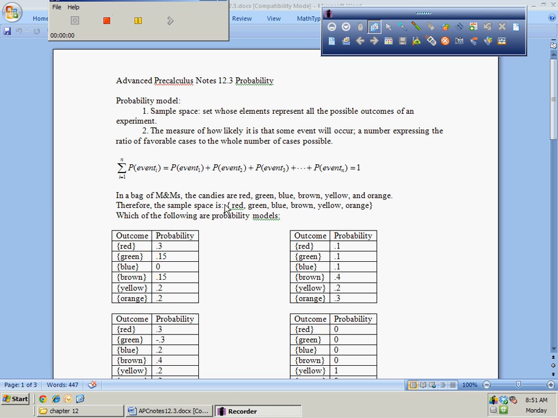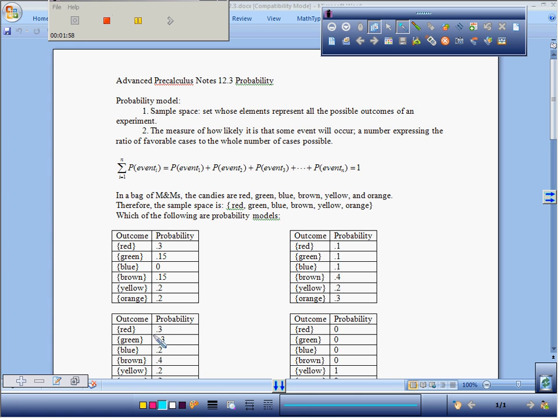So in a bag of M&Ms, the candies are red, green, blue, brown, yellow, and orange. Therefore, that is the sample space. Which of the following are probability models? You would just look at these and see which of them add up to 1. So does this add up to 1? Yes, so this one works. I don't think you could have a negative probability, so you could throw away this one, right? Because it's got a negative in there.